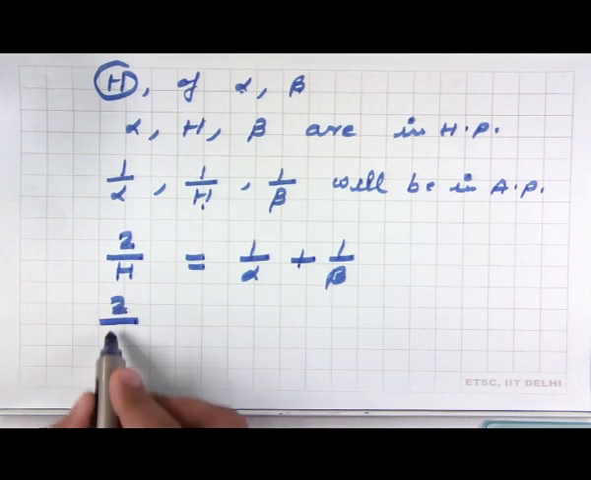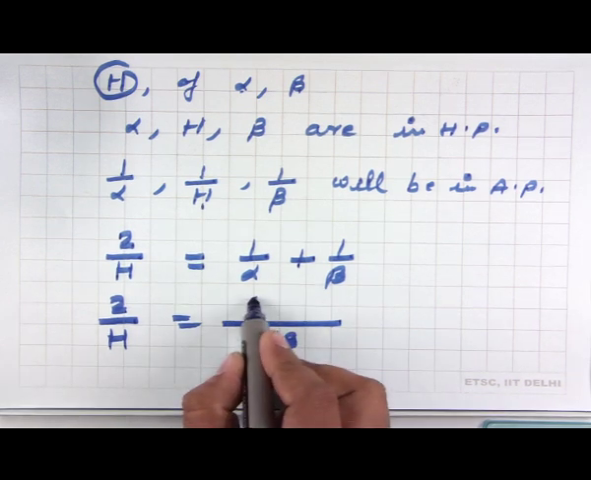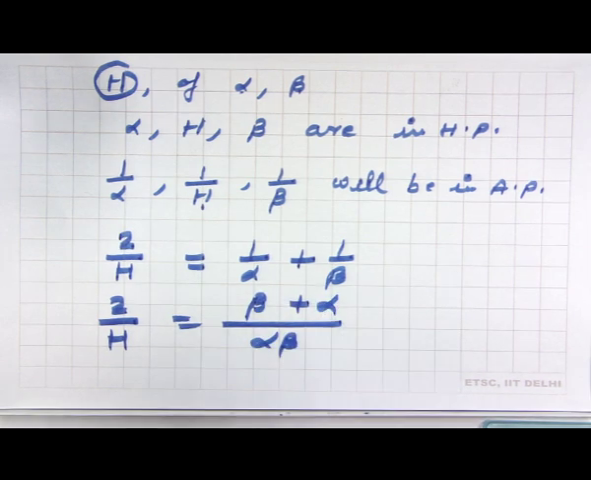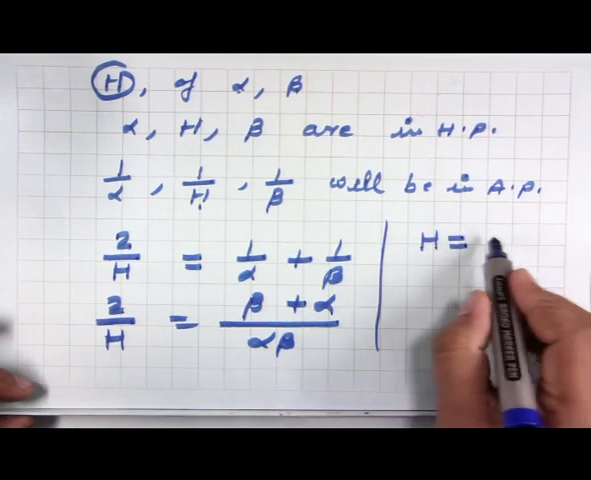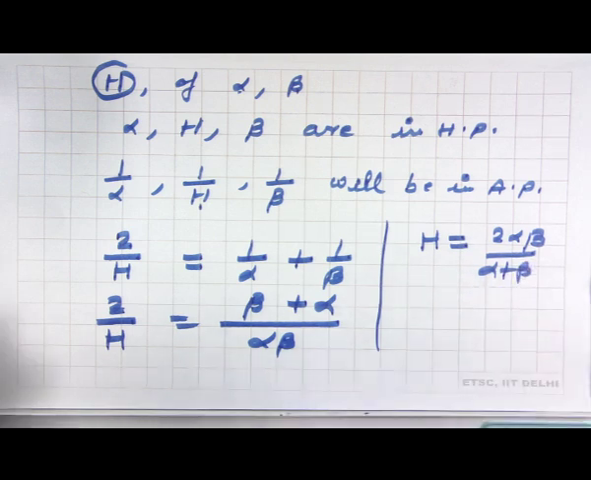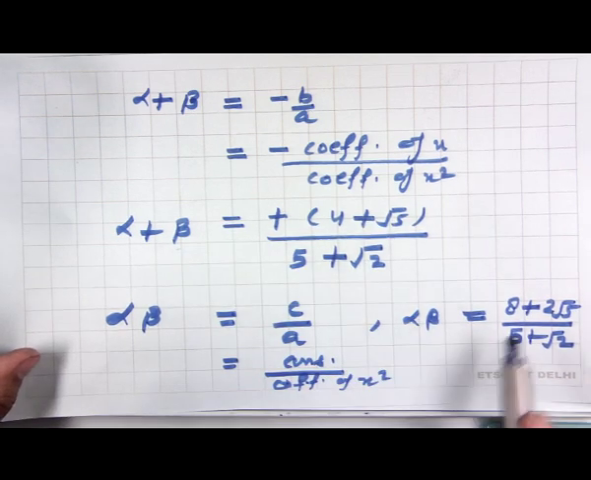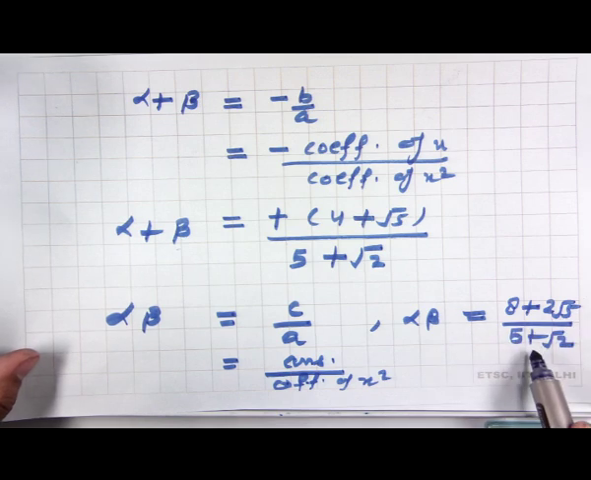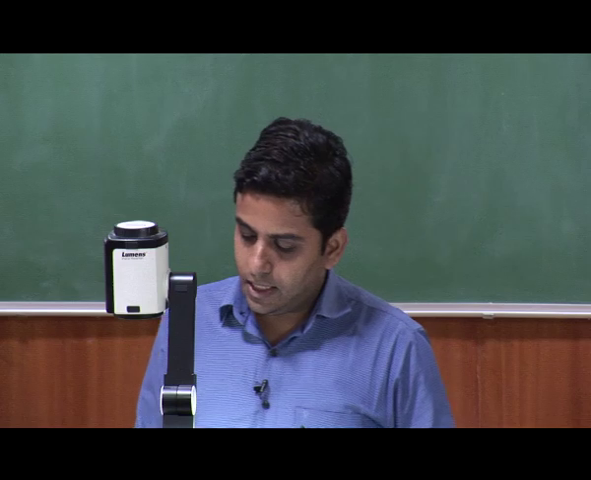Now 2/H equals (α + β)/αβ. What is the value of H? H equals 2αβ over (α + β). As you have already found the values of αβ and α + β, the α + β is (4 + √5) over (5 + √2), and αβ is (8 + 2√5) over (5 + √2). Now put the values of αβ and α + β in that.